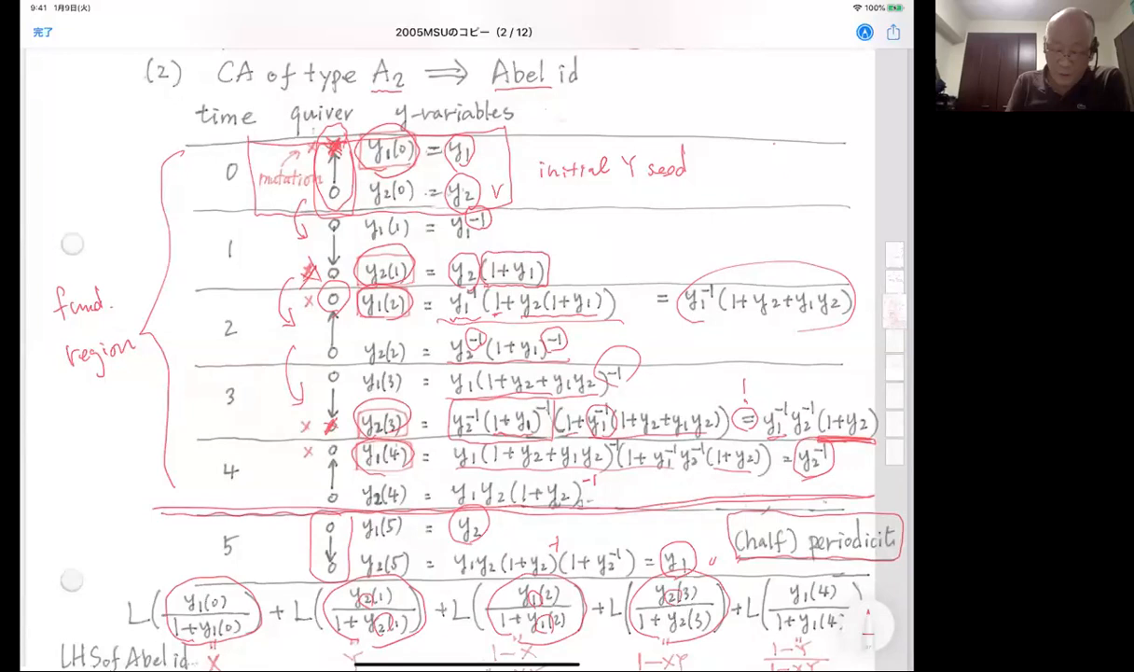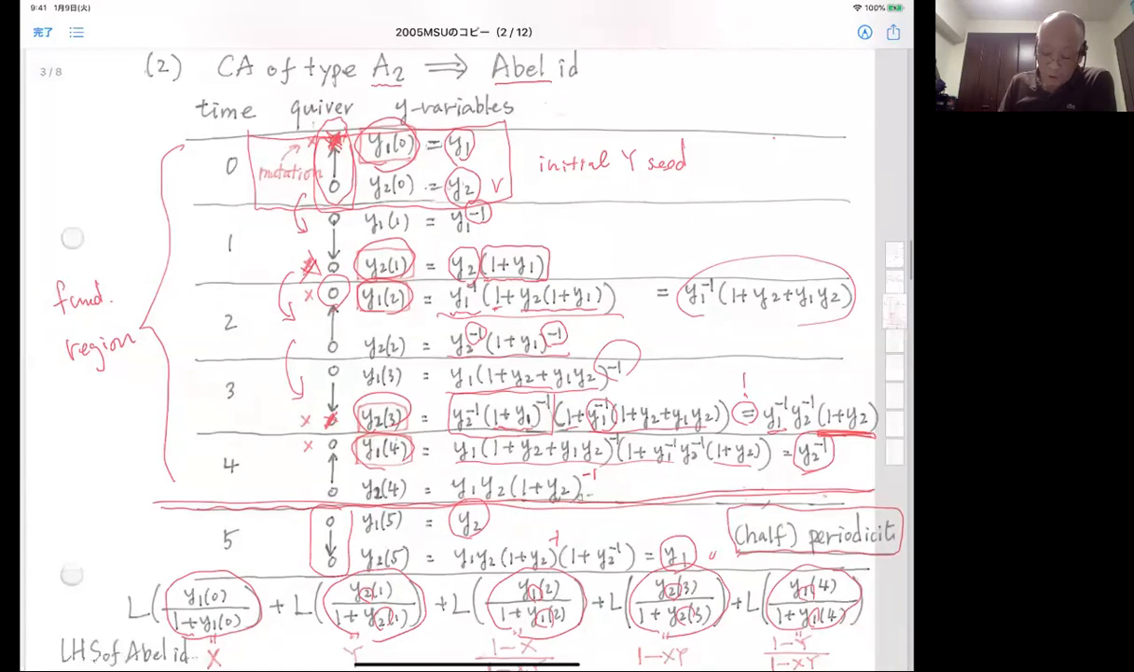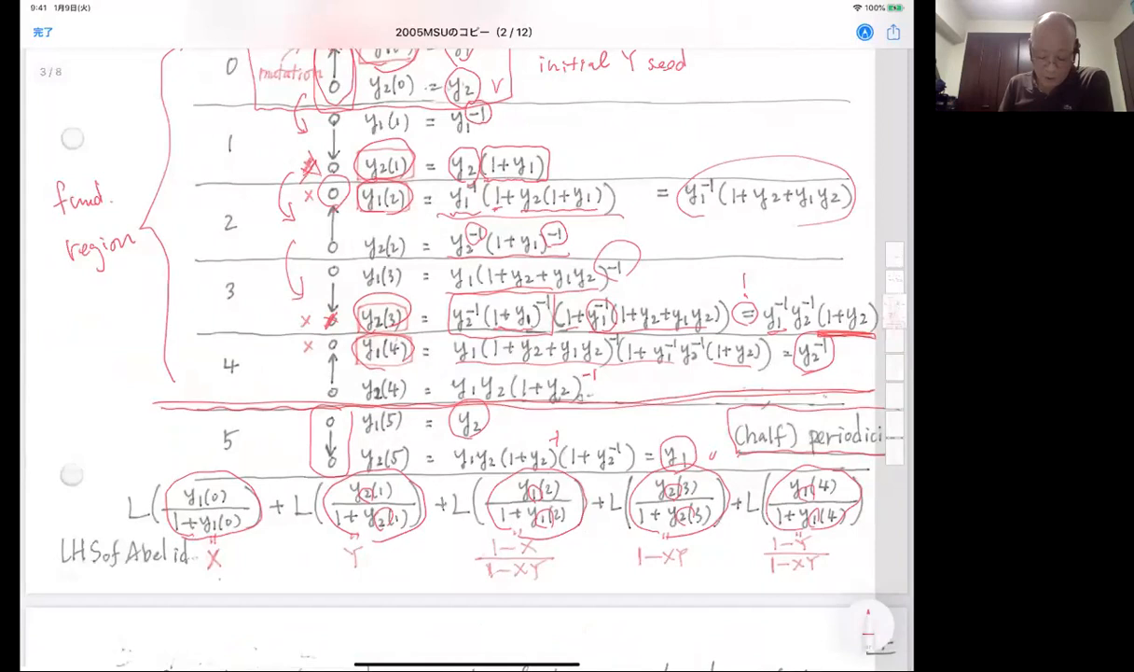And you just plug in those rational expressions by those initial y variables, and it turns out that if you write this expression as capital X, and if you write this expression as capital Y, then you just calculate these things. And it coincides with these terms. And 1 minus xy is equal to this one and this one. And these five terms are exactly the ones which appear in the other identity.